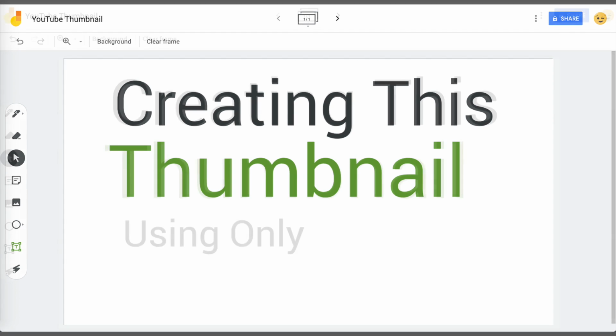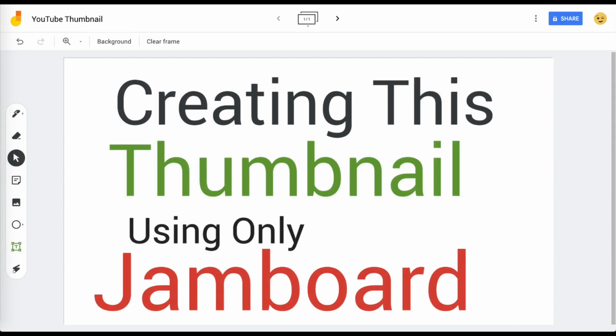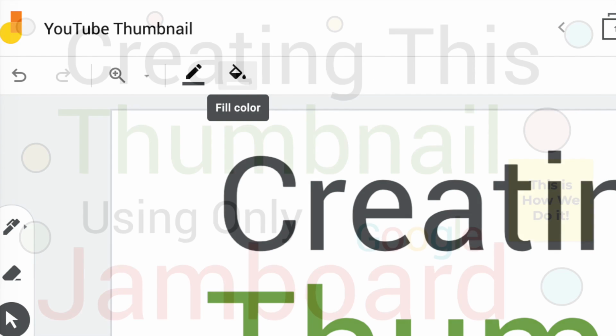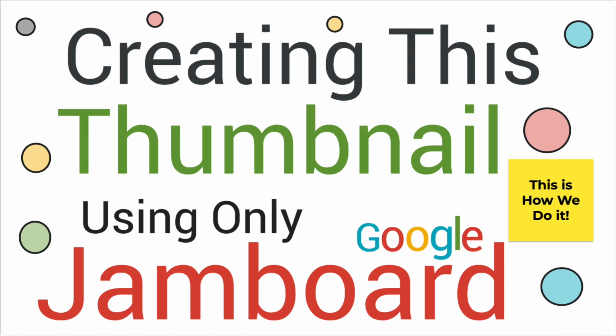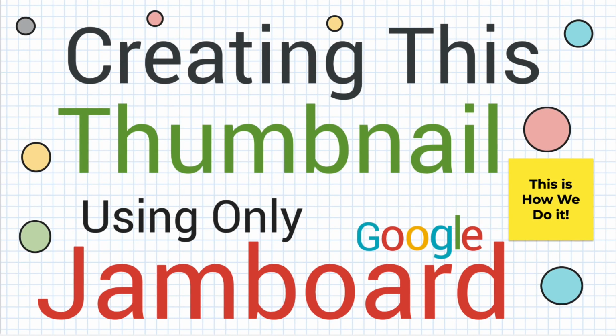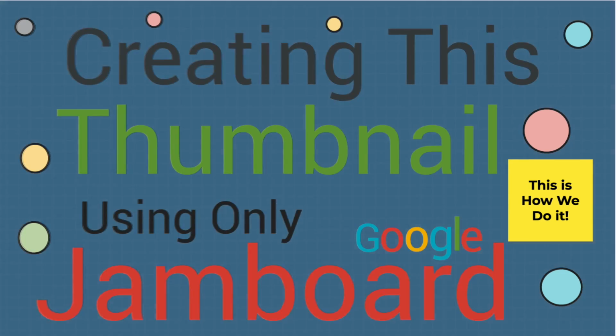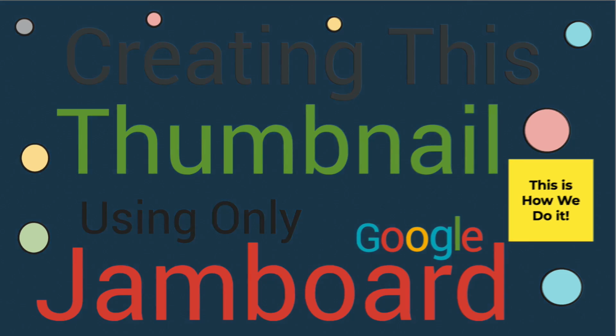I created this thumbnail using only Jamboard. Watch how easy it is to change the background of the thumbnail. Here's a look at the thumbnail with a grid pattern. The same grid pattern in gray, a blue background, and a black background.